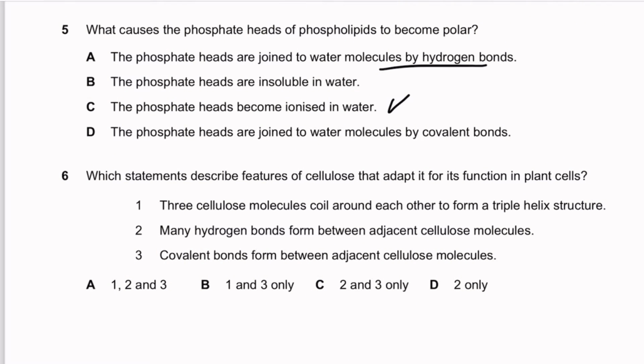But just because it can form hydrogen bonds, it does not mean that this is the reason it's polar. The reason it's polar is because it has this difference in charge. Okay, and this uneven distribution of charge, or the fact that it forms ions, like the phosphate groups, which are basically phosphate ions. So definitely C.